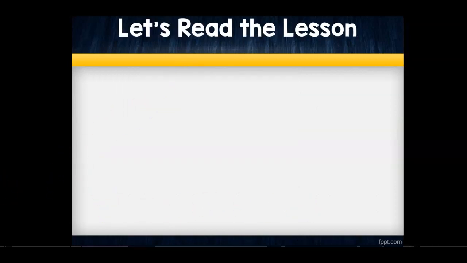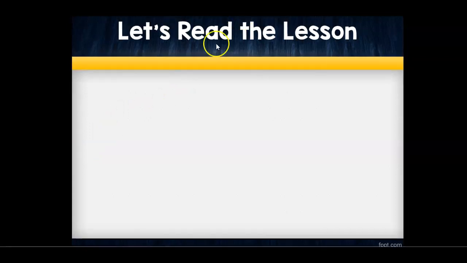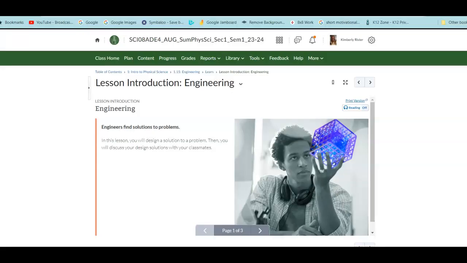All right, let's read through the lesson together. As we get started, we've got the lesson introduction, and it's talking about how engineers find solutions to problems. In this lesson, you will design a solution to a problem, then you'll discuss your design with your classmates. Since we do not do discussions in middle school science, instead we're going to put the design that we create in our science notebook.